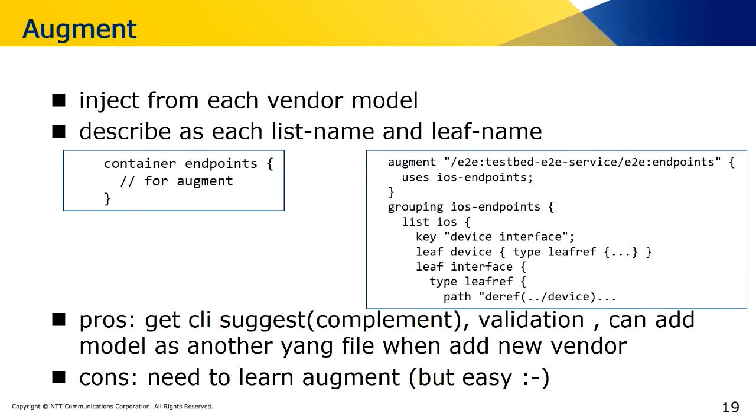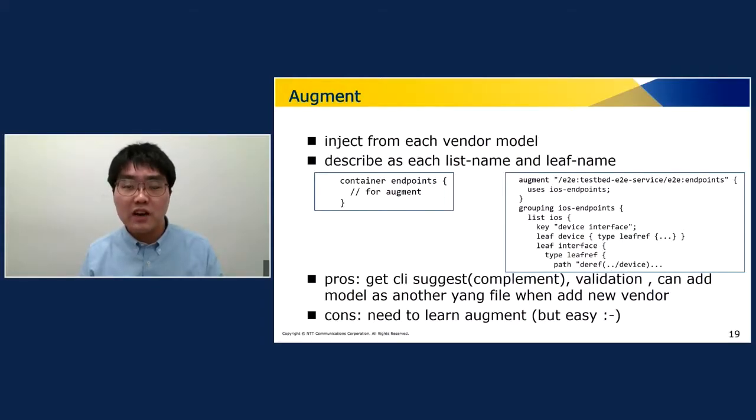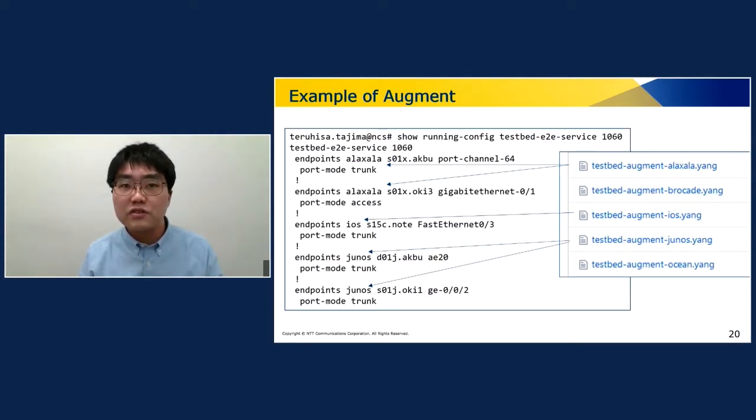And in each vendor model, it defines augment model. Upside is many things: suggestion, complement, validation, and easy to add new vendor. When we add new vendor, simply we add another YANG model file. Downside is almost nothing. This is an example service config of using augment. The service config shows some vendors, and each vendor model is separated into each file.